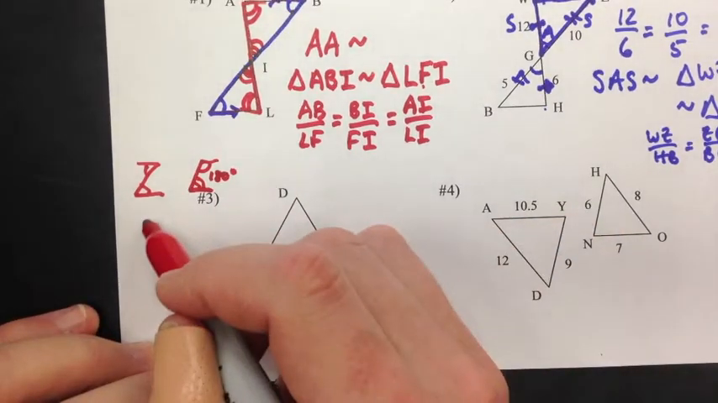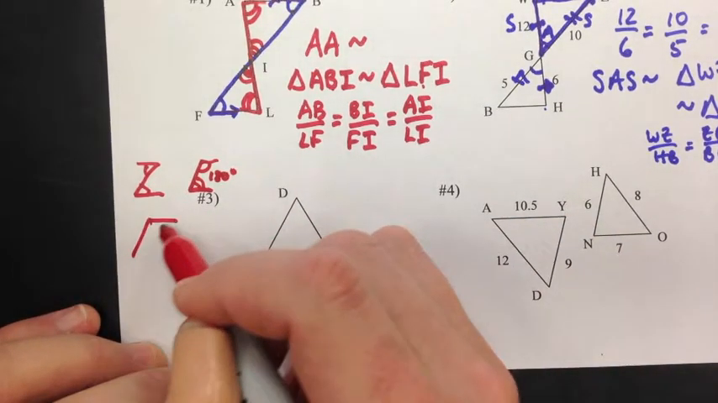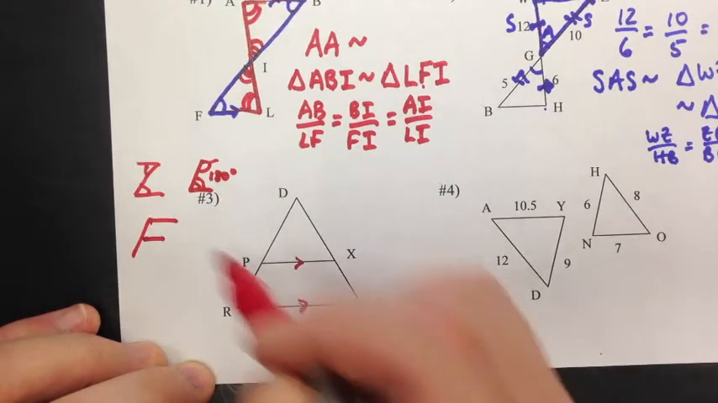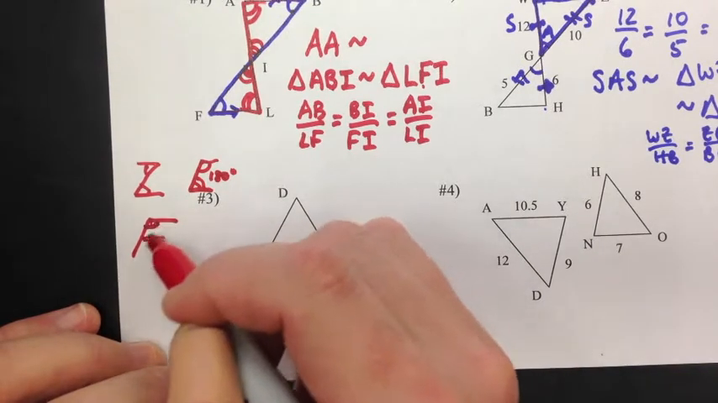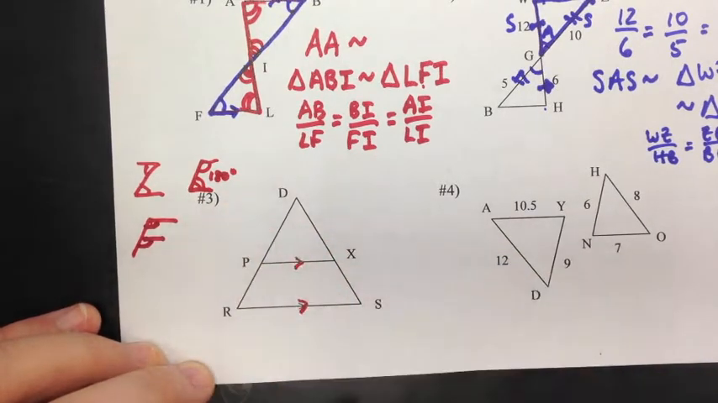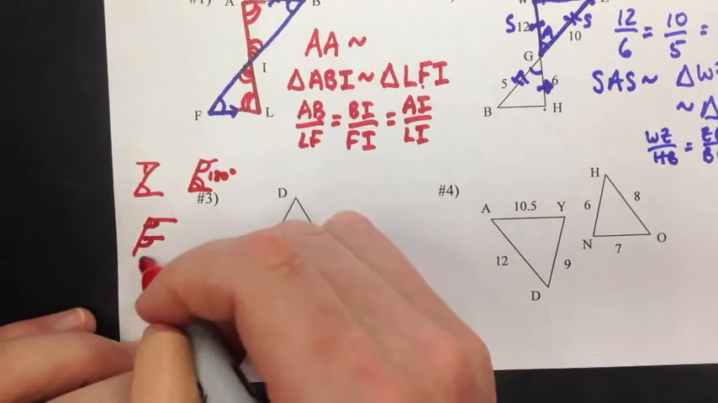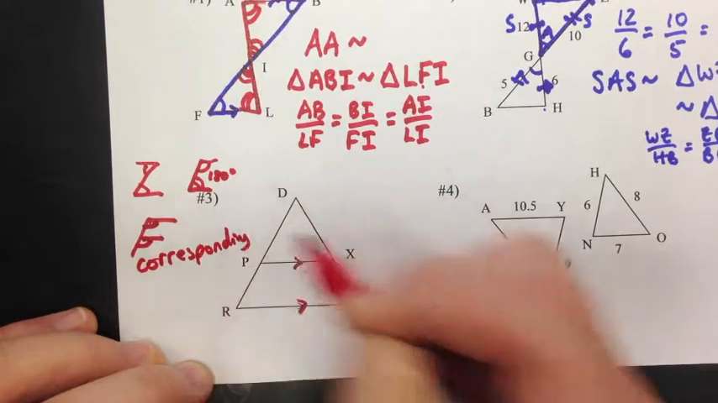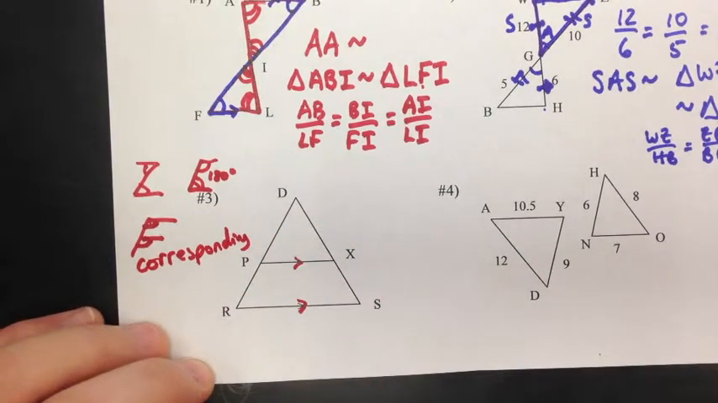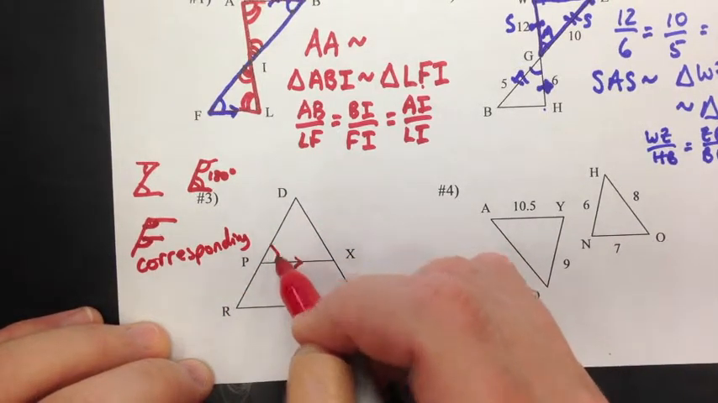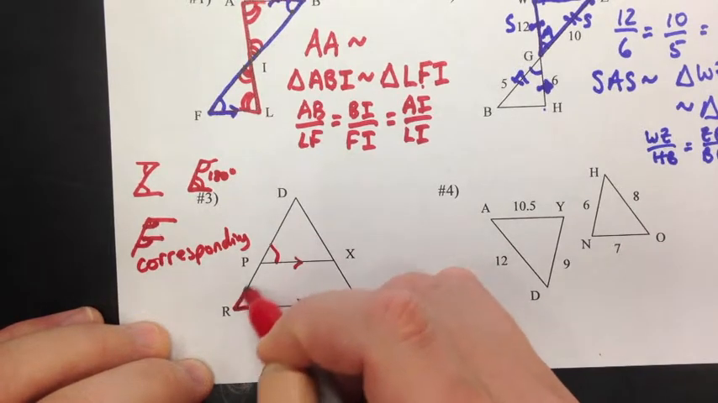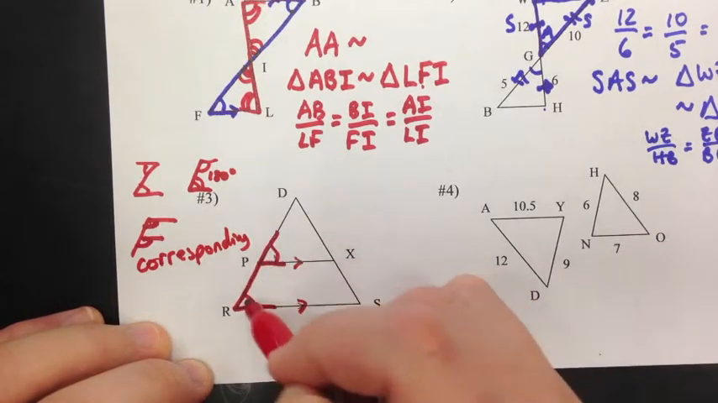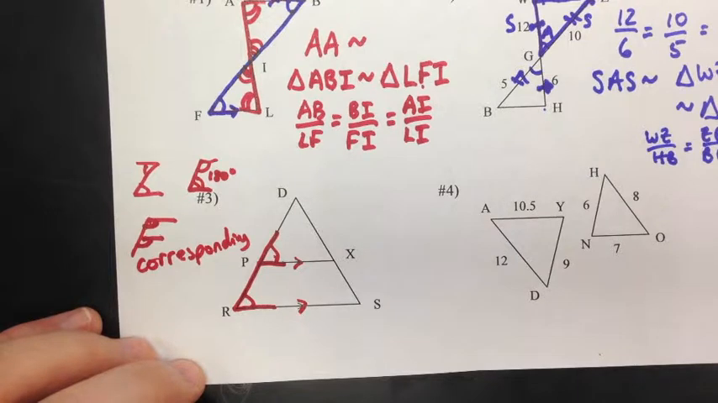But the other thing you can look for is this F shape. The angle at the top of the F and this angle here at the bottom are congruent. Those are called corresponding angles, and you'll see that a lot with similar triangles. This is like a backwards F, or upside down F. Those two are the same because they're in the same position.